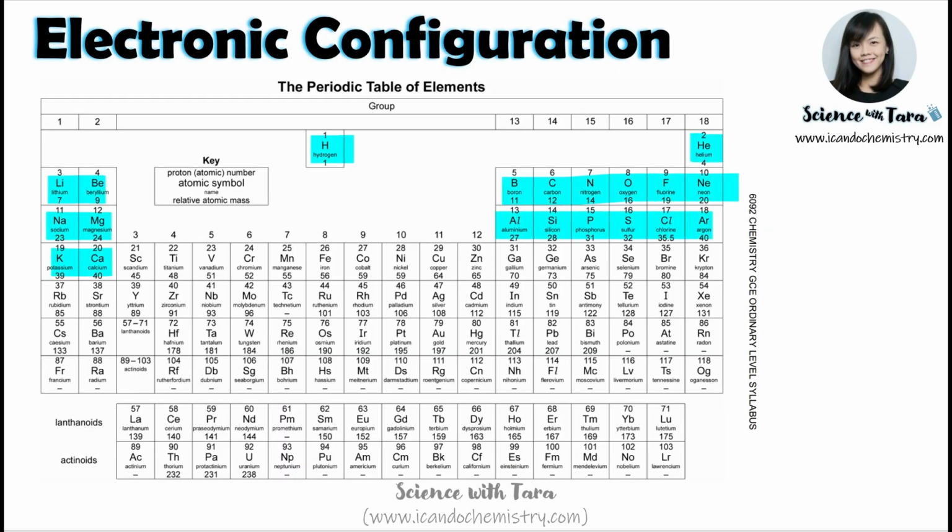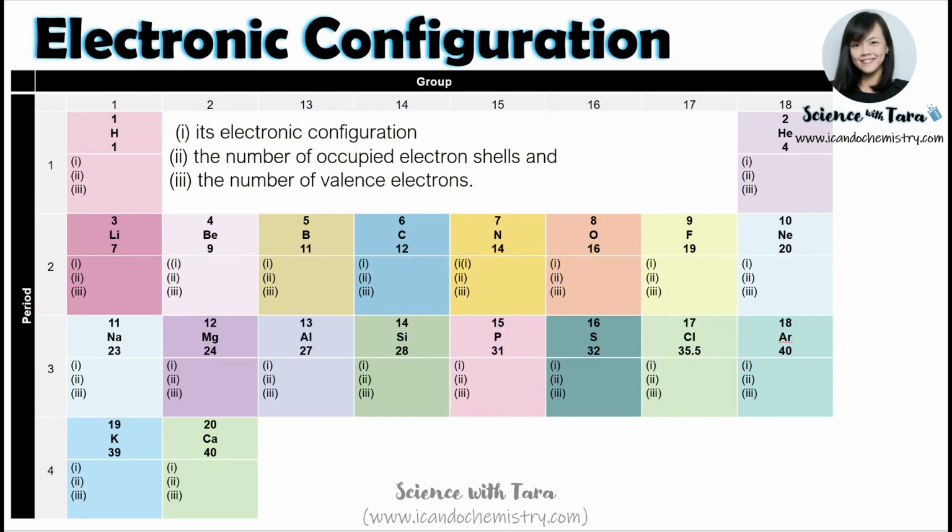Now let's take a look at the first 20 elements of the periodic table. For each element, we will state its electronic configuration, the number of occupied electron shells, and the number of valence electrons. I will go through 5 examples with you first. Then pause the video and try the rest yourself. Once you're done, you may resume the video to check your answers.